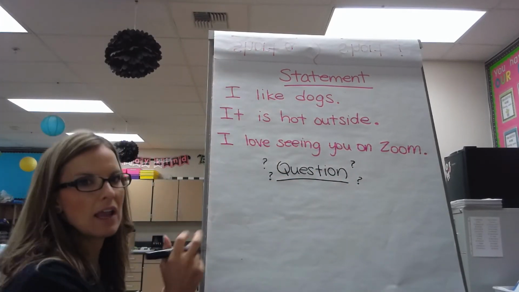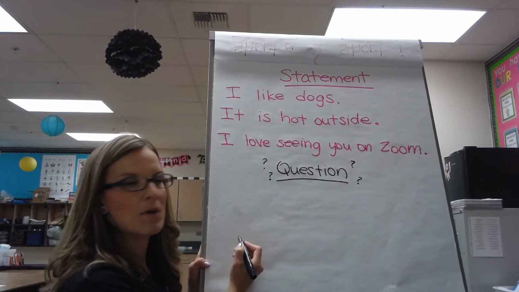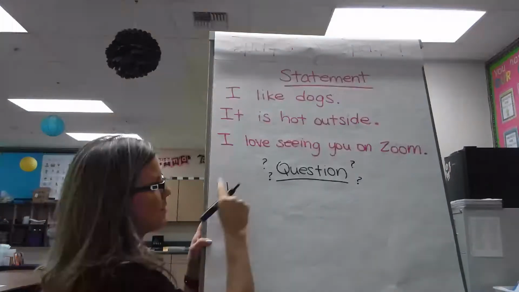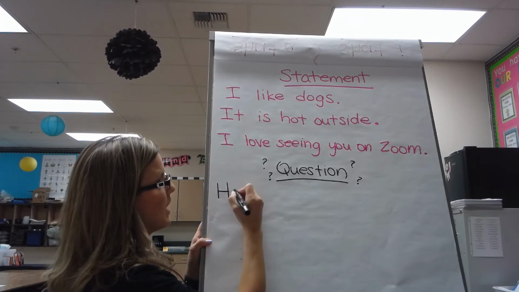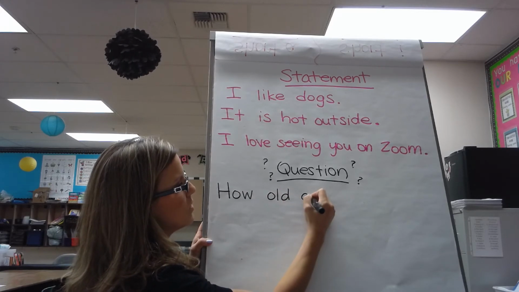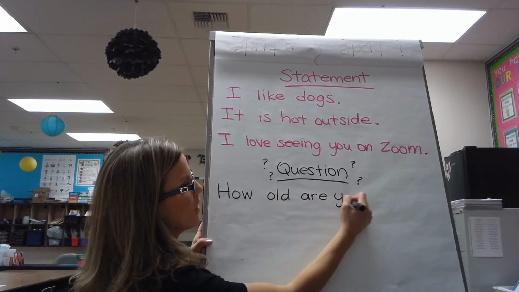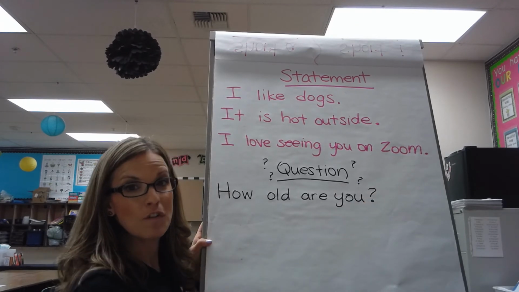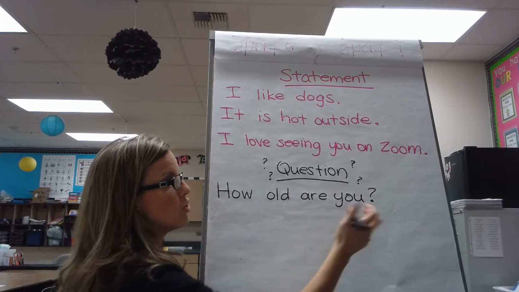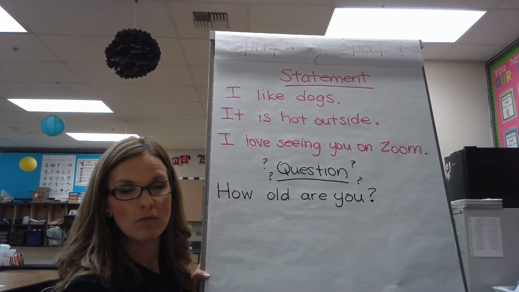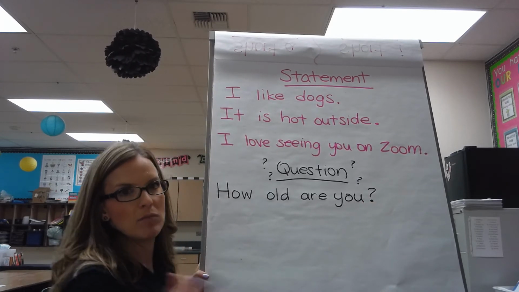Like if I want to say, oh good, you can still see me. Okay, if I want to say, how old are you? It's still a sentence, so I need a capital letter at the beginning of my sentence. How old are you? It's a question. I need an answer from you. And I know that's a question, so I'm going to put a question mark at the end. How old are you? And then you would tell me, I'm 6 or I'm 7.